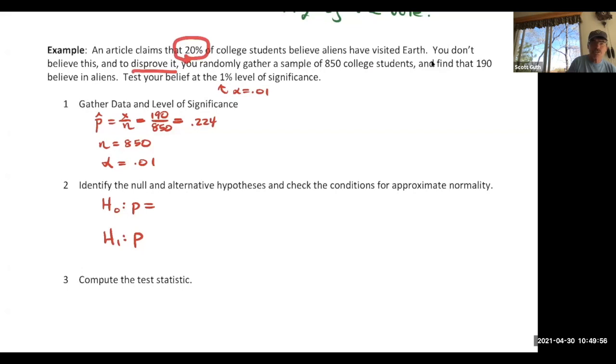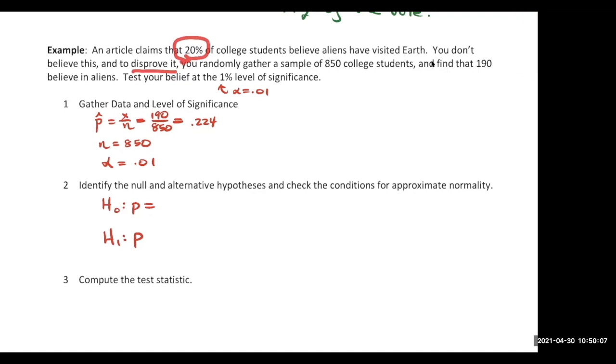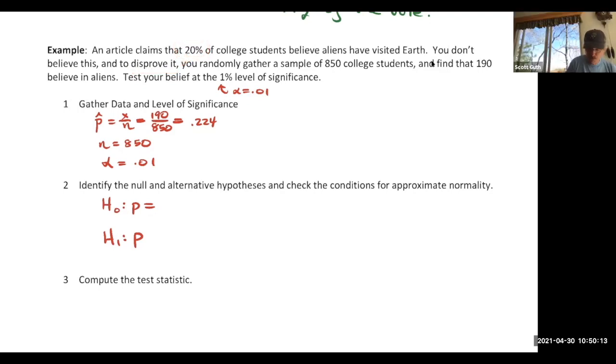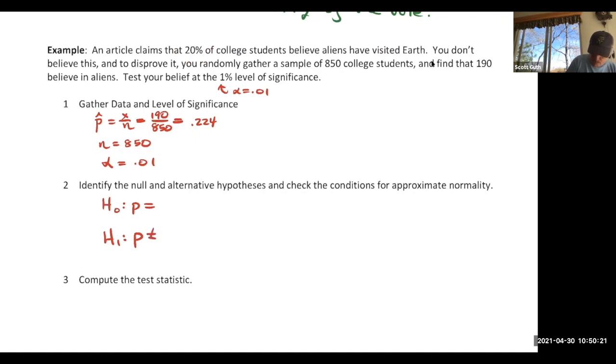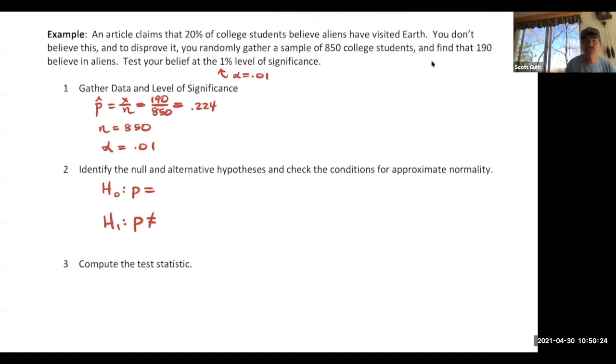So what should I use here? Less than, greater, or not equal? Anybody? Now, when they say disprove, wouldn't it be not equal to? There you go. Greater or less, so not equal to. So you do an equal sign with the slash. So not 20% is disproving it, but we assume it is 20% until we have evidence otherwise. Okay, so those are our hypotheses.